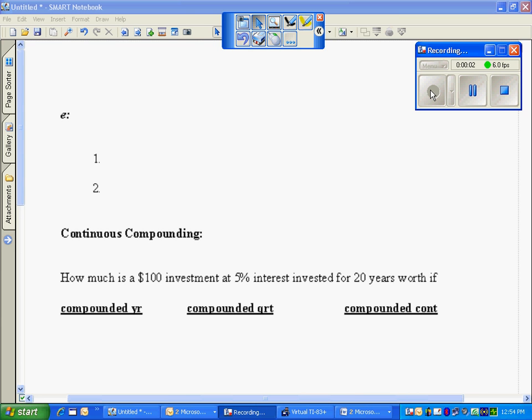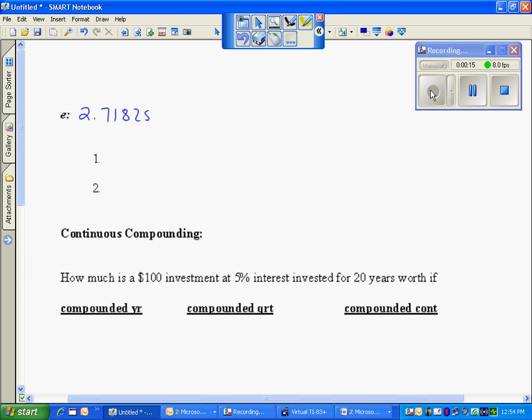Another common base that's used on a logarithm besides base 10 is going to be this base e. And e actually is not a variable, it's a number, and it's equal to 2.71828, and it continues. The number is irrational, and irrational means it will never terminate, meaning stop, or repeat.